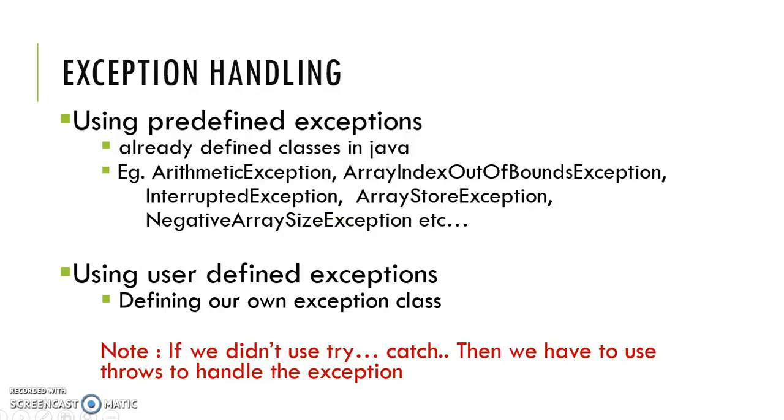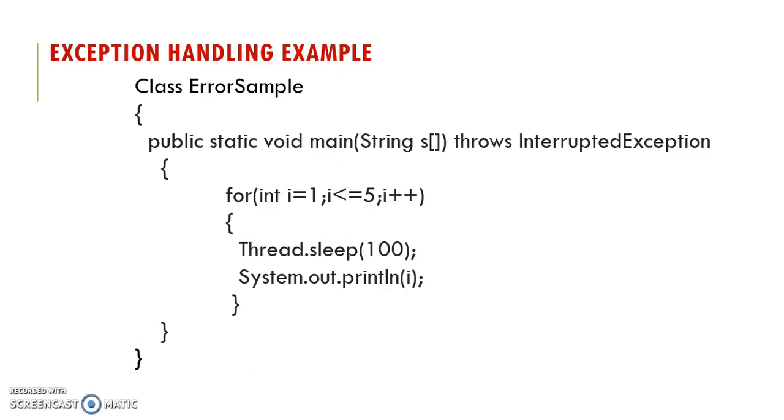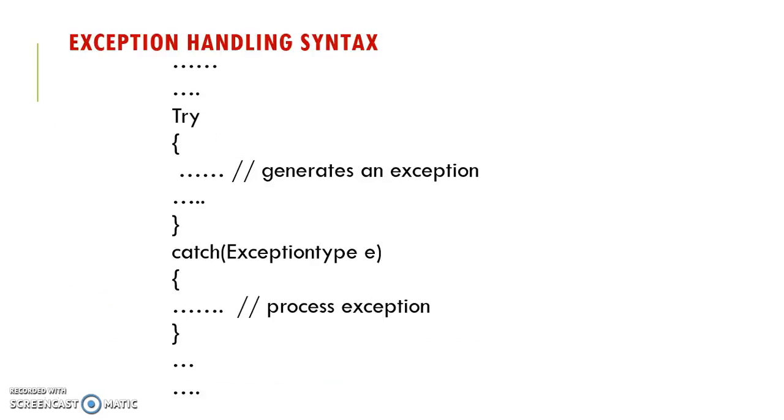Similarly, we have so many other exception classes. But in the case of a user-defined exception, you have to define an exception. That is, we have to define our own exception class and we have to use it. So this is the note that we have mentioned: suppose we don't use any try and catch, then we have to use throws to handle the exception, which we have done already.